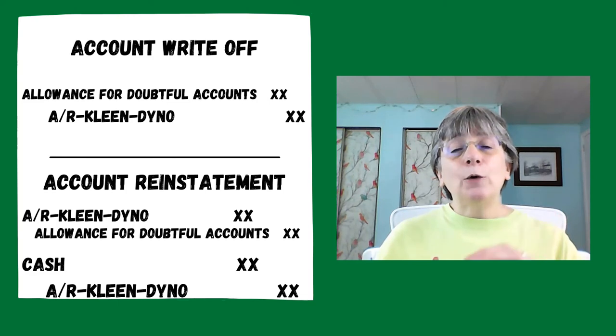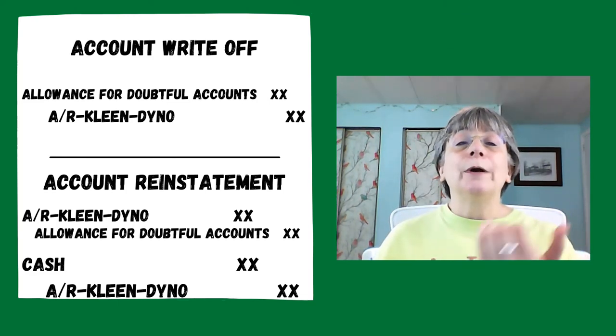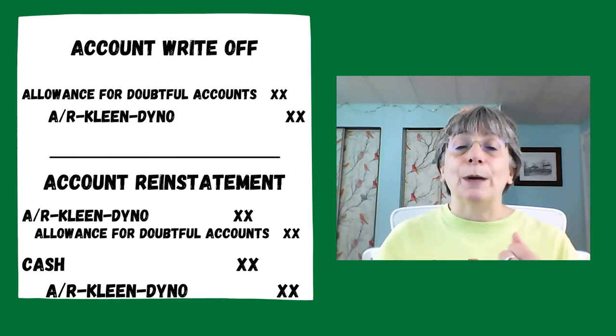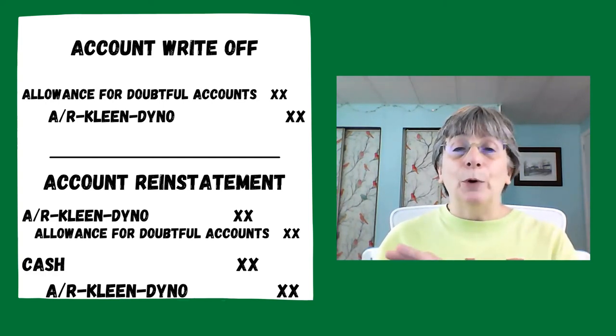So in this case, we're now going to debit our allowance for doubtful accounts because it's no longer an estimate, it's a real thing. So we're going to reduce our estimate by this amount, and we're going to credit the Clean Dino accounts receivable account to take that invoice off the books. Now again, we can still go after Clean Dino to get them to pay. This is only an accounting transaction.